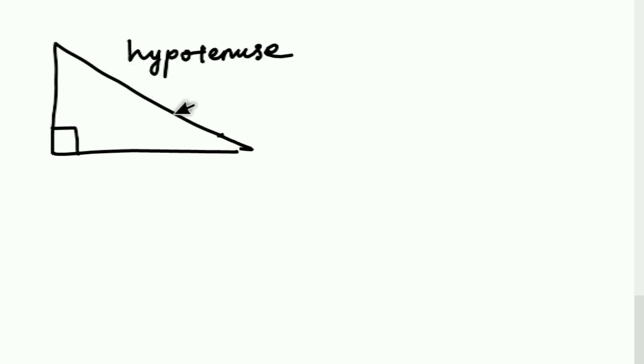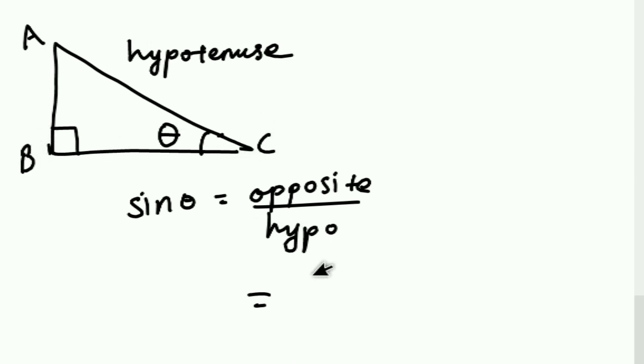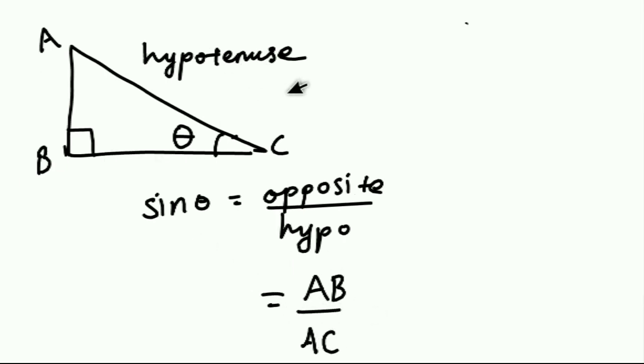This is your hypotenuse. And so, for example, if this is your angle, any angle, and I'm naming it theta, so sine theta will be equal to opposite side divided by hypotenuse. So what is the opposite side of this theta? The opposite side is this side, and this is your AB, for example ABC. So opposite side will be AB and your hypotenuse will be AC.